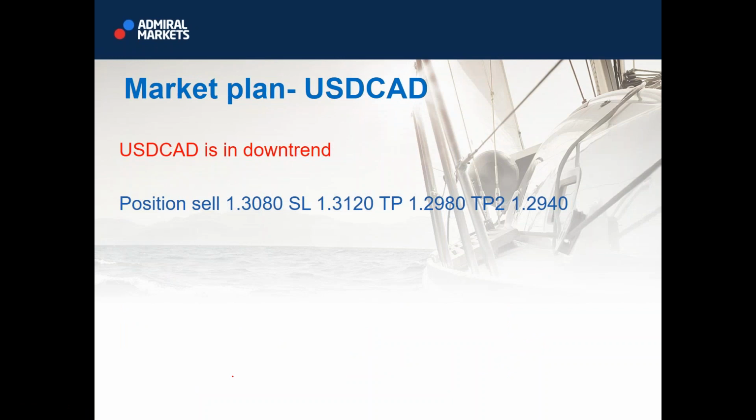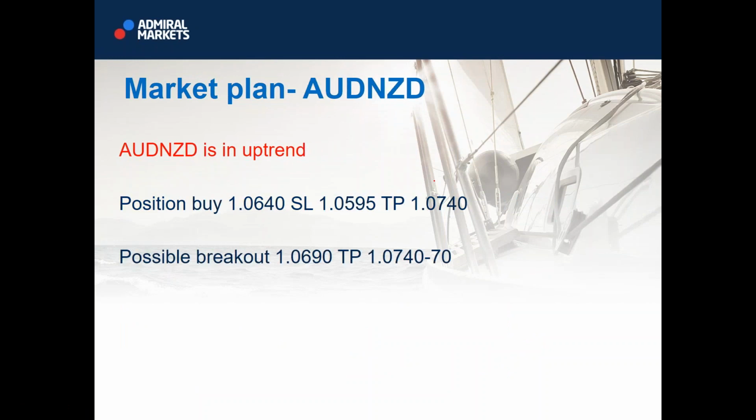And this is the setup. Australian dollar, New Zealand. Guys, I did the analysis today. Nothing has changed. Everything is the same. Positional buy trade around 0.0640. Stop loss is 0.0595. So now the price is 0.0680.